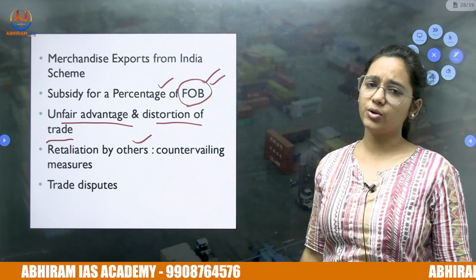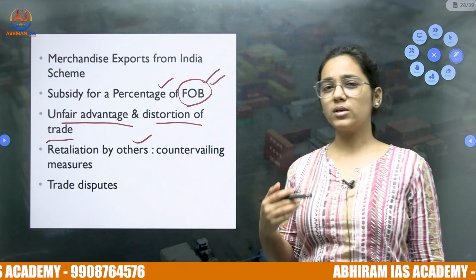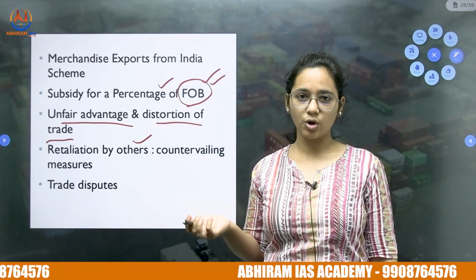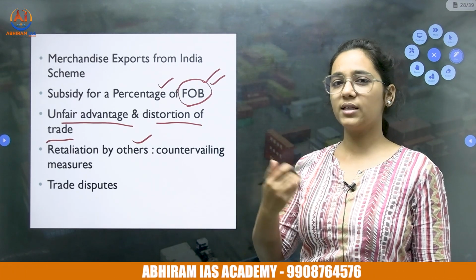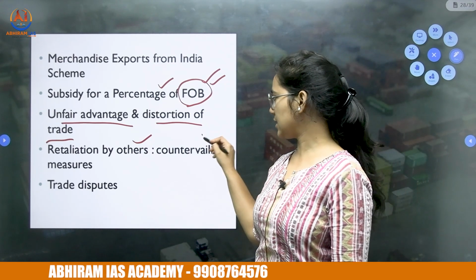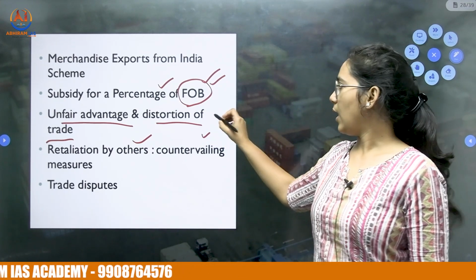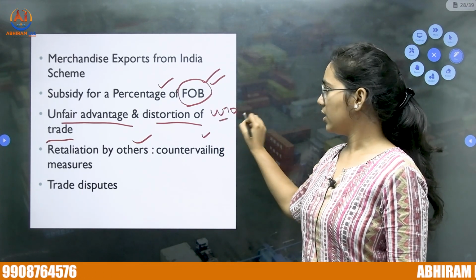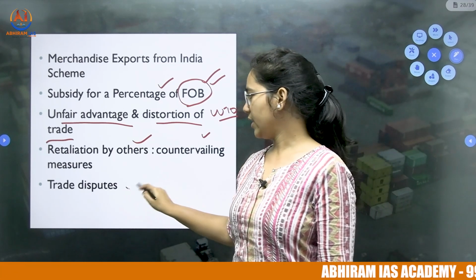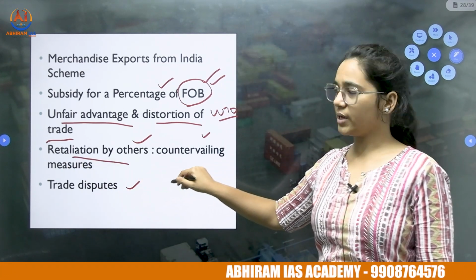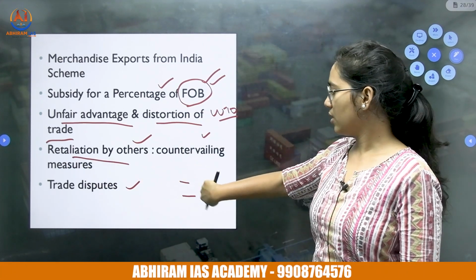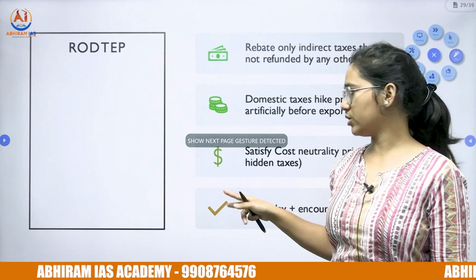Then it will also lead to retaliation by others, because they can also impose restrictions or sanctions on you through countervailing measures. So it will create a trade dispute. That's why this is not preferred, and as per the WTO, these are prohibited. So it will lead to trade disputes, there will be retaliation by others, so it is not preferred. And also it compromises on cost neutrality.